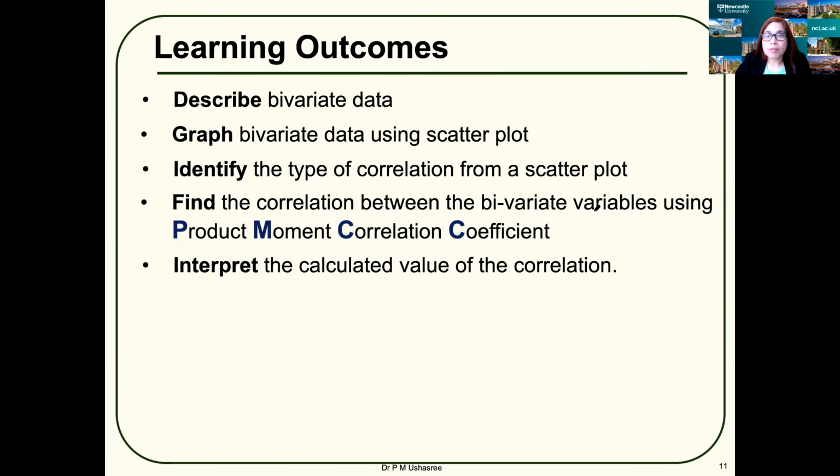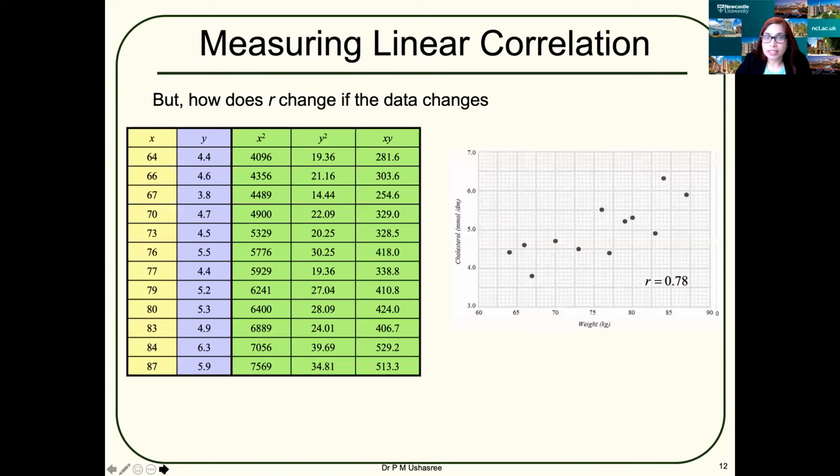Okay. Now we have seen how to calculate a PMCC. Now let's see how to interpret the calculated value of the correlation. So we have seen that R is equal to 0.78. I'm just going to give you two examples here, and the rest of the different ways of interpreting I will explain in seminar. I just wanted you to get an idea of it. So for example, let me take this data. X is equal to 76 and 5.5. When X is equal to 76, the cholesterol level is 5.5.